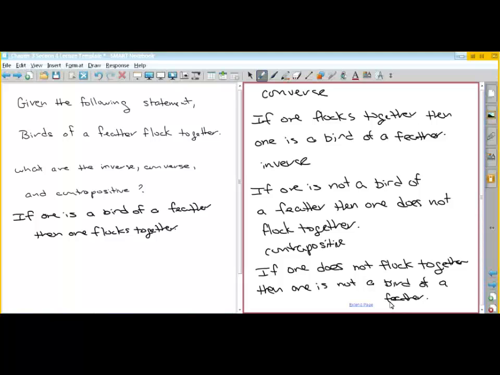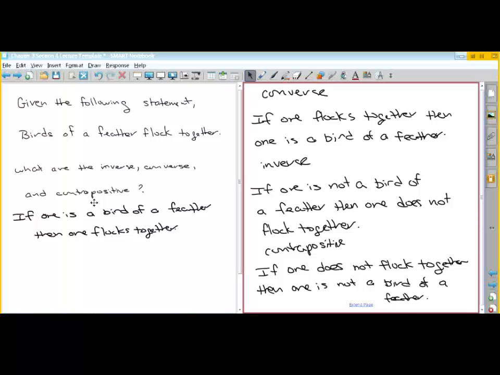So the first one was if one is a bird of a feather, then one flocks together. That means that if one doesn't flock, then one isn't a bird. Even if there were other animals that flocked besides birds, that statement would still be true if the initial one is true. So that's kind of the way it works. So those are the other logic statements that are related to the conditional statement, the conditional statement being the if-then statement, where you change things around, order or negations, or make them both negations.